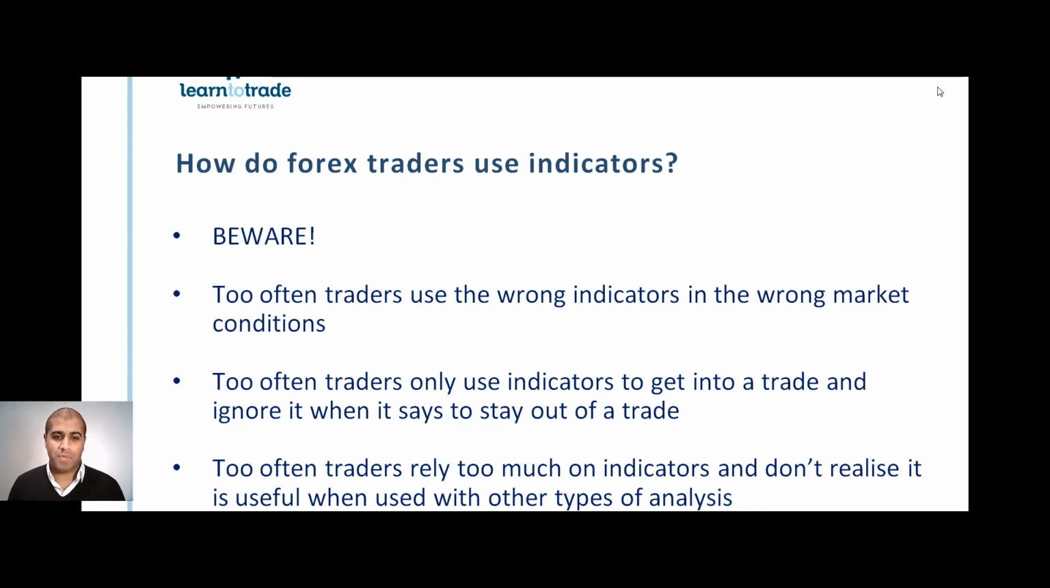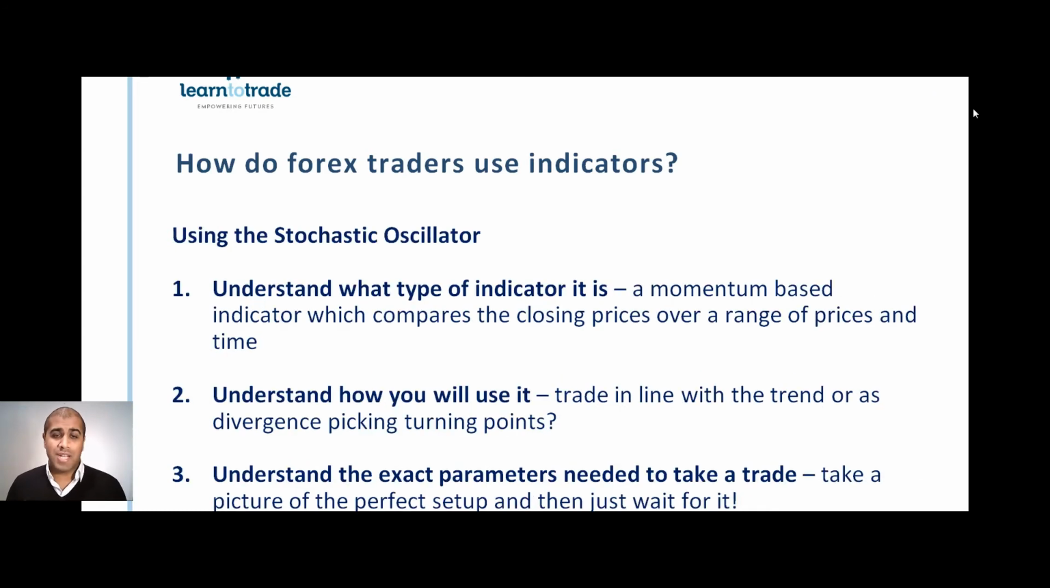Too often, I also find traders rely too much on indicators, and they don't realize that indicators are very useful when you look at it with other types of analysis. So we never solely rely just on one tool. We use a combination of tools to help identify what the market is doing now and what the most probable move is afterwards. So let's take an example of Stochastic Oscillator.